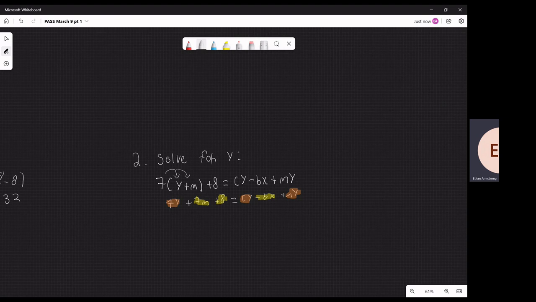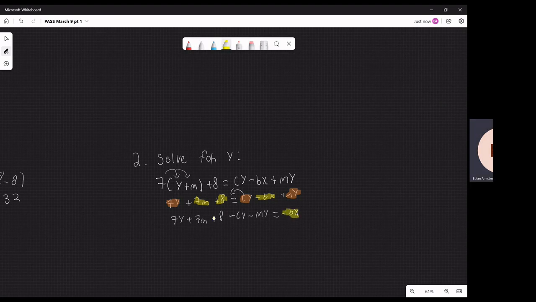So first, I'm going to get all of the orange highlighted terms, like every term that has a y, to the left side. So we'll have our 7y plus 7m plus 8. And then we'll have minus cy. To bring that over, we have to subtract it. Minus my equals negative bx.